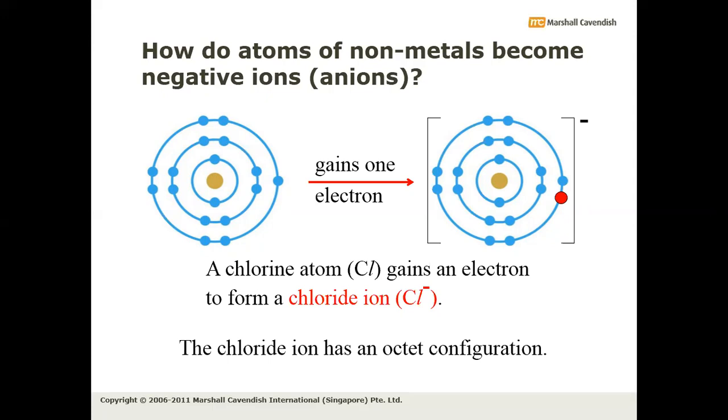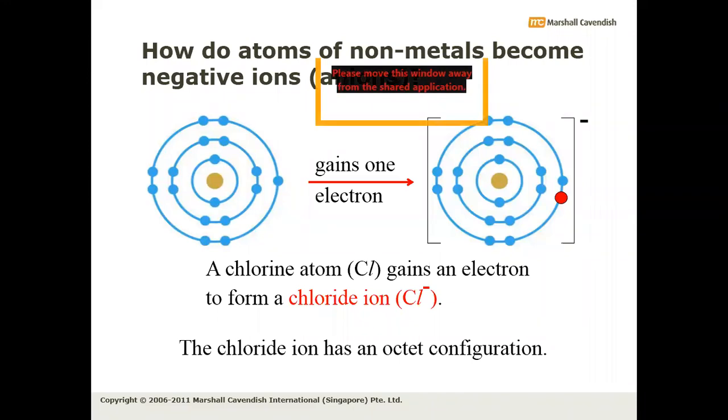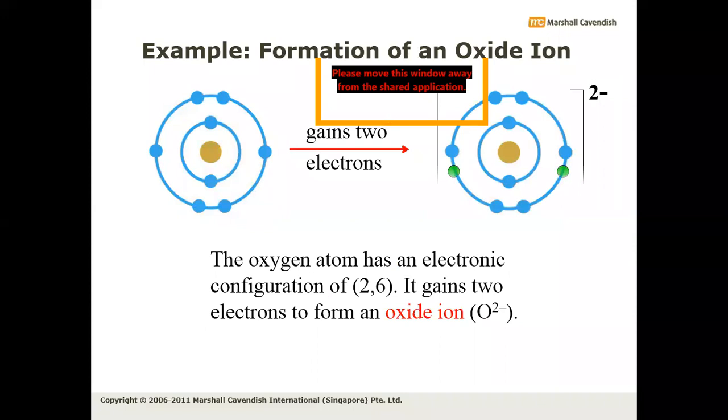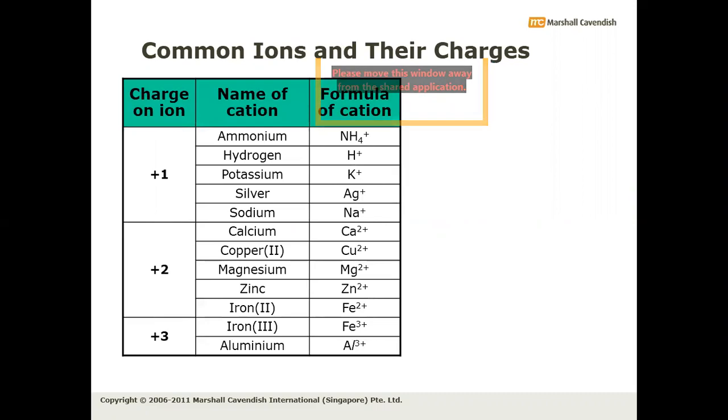Sodium remains sodium ion, magnesium remains magnesium ion, same thing with any positive ion. Aluminum remains aluminum ion, zinc remains zinc ion. But non-metals, when they form negative ions, their name changes from chlorine to chloride, oxygen to oxide, phosphorus to phosphide, and so on. So you see, oxygen is now called oxide. It has gained 2 electrons and it has a charge of 2 minus. Octet is complete. So these are some common ions.